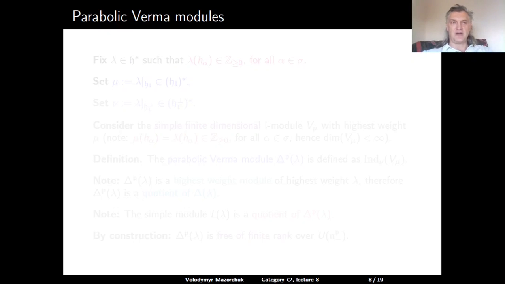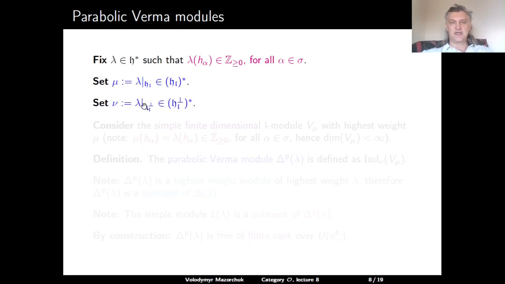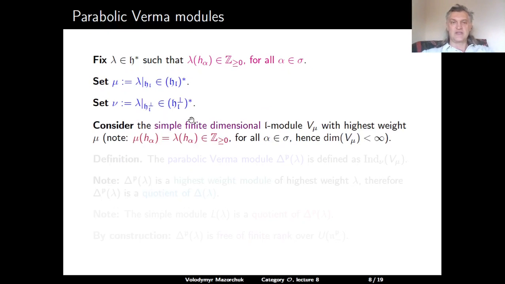We will use this functor to define parabolic Verma modules. Let us fix now a weight lambda for the Cartan subalgebra, which has the property that its evaluation at all H alpha, where alpha is an element in sigma, is a non-negative integer. Denote by mu the restriction of lambda to HL, and by nu the restriction of lambda to HL orthogonal complement. Consider the simple finite-dimensional L module V mu with highest weight mu. Note that this is well defined because the evaluation of mu at H alpha is by definition equal to the evaluation of lambda at H alpha for any alpha in sigma, and because of our assumptions, this is a non-negative integer. This exactly implies that the highest weight module with this highest weight is finite dimensional for our semisimple Lie algebra L.